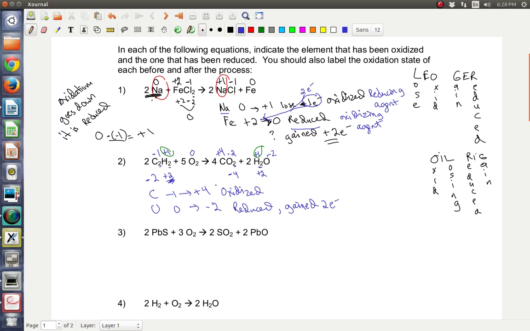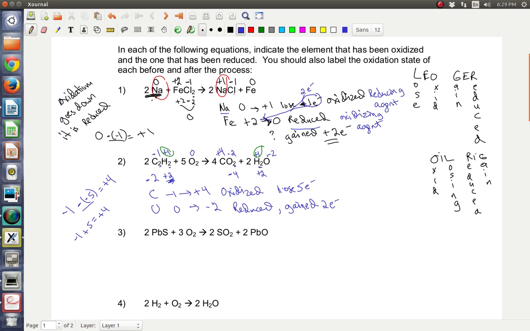And how did it get oxidized? Well, we went from a -1 to a +4. If it's oxidized, it's going to lose electrons. -1, subtract out some amount of electrons, has to equal a +4. Well, that has to be 5 electrons, because a -1 plus 5 would equal a +4. So to be oxidized, I had to lose 5 electrons over here.